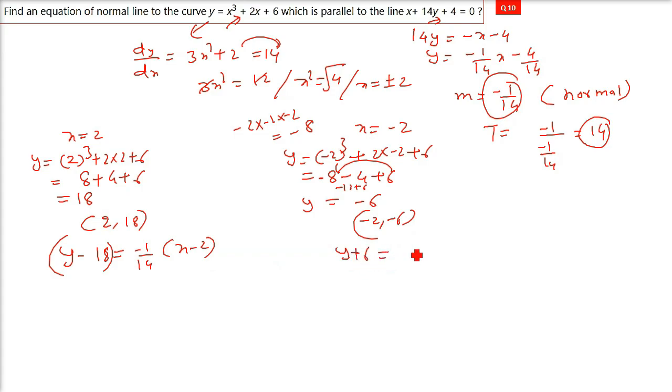So we have y minus y1 equals m times (x minus x1). At first, (x1, y1) is (2, 18). Then the second one is (-2, -6). Slope will remain the same, -1 by 14. So when we rearrange, let me write the final equations directly. We have x plus 14y minus 254 equals 0. Next one is x plus 14y plus 86 equals 0.